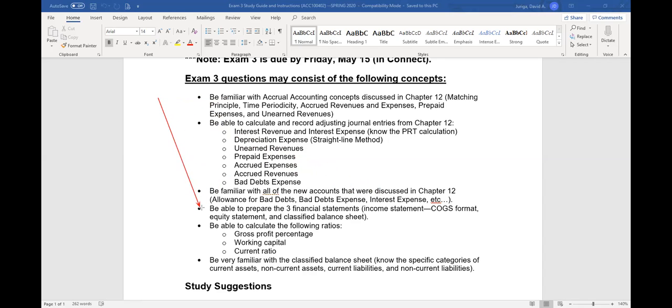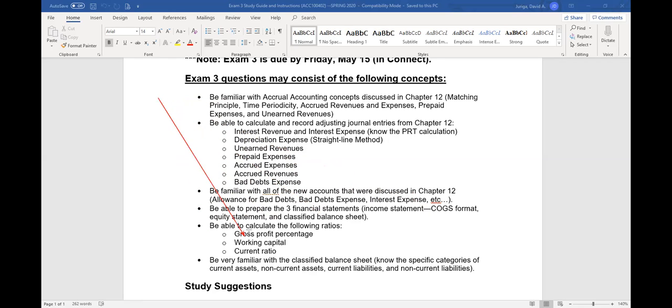And then the next one says, be able to prepare the 3 financial statements. Notice income statement, know this cost of goods sold format. There could be some questions in multiple choice format asking about that. Of course, equity statement, and of course, the classified balance sheet. I explicitly told you, you have to do those.